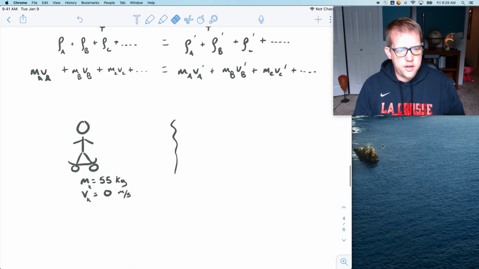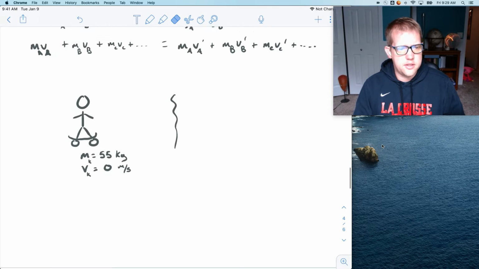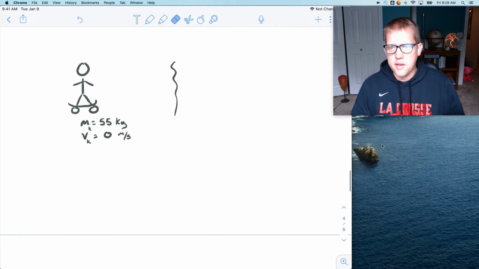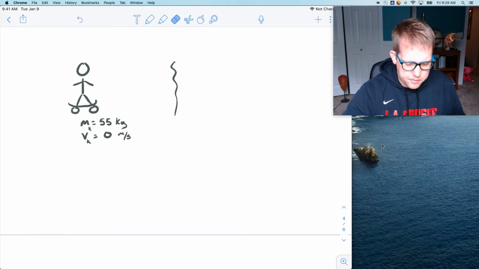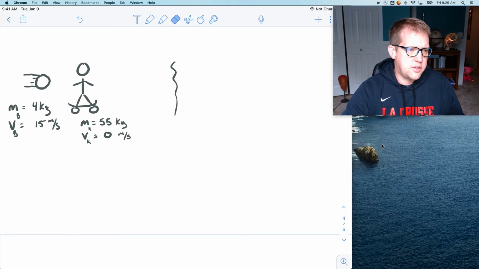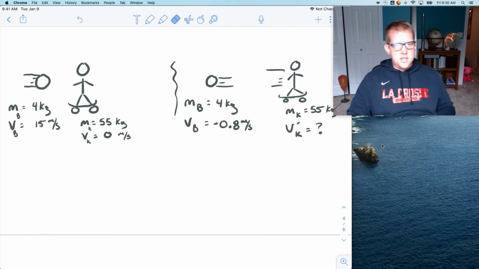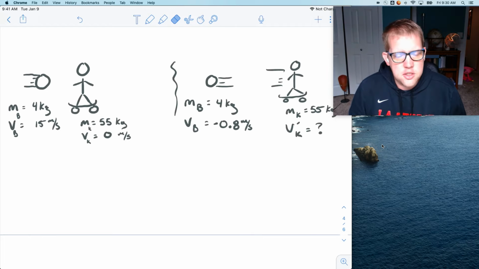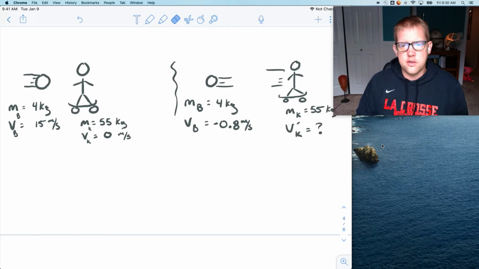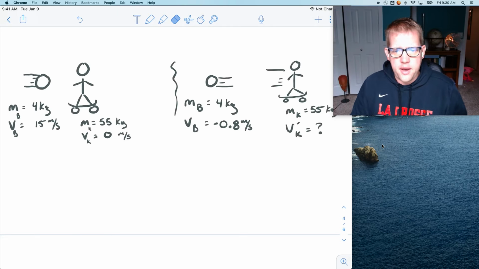So let's take a look here. Let's say you've got an example problem. A kid is on a skateboard. They have a mass of 55 kilograms and they're just sitting still, and somebody throws a medicine ball at them. Those little lines are supposed to show that it's moving. It has a mass of 4 kilograms and it's moving at 15 meters per second. Now the medicine ball hits the kid. The kid does some sort of ninja punch and punches the ball straight back. So the ball's now going the other direction and the kid goes flying backwards because of it.